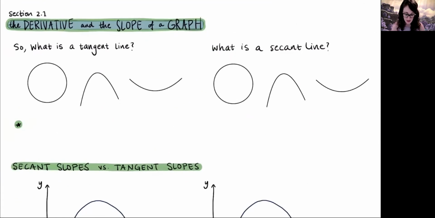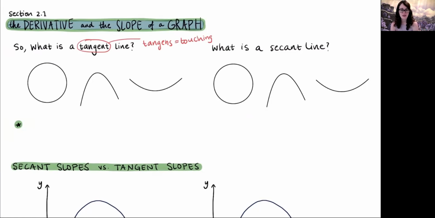Okay, a tangent line, like I mentioned before, is a line that goes through one point on a curve. This word tangent comes from the Latin root word tangens, and this means touching. So that's where the word tangent comes from. A lot of math words are based in Latin.